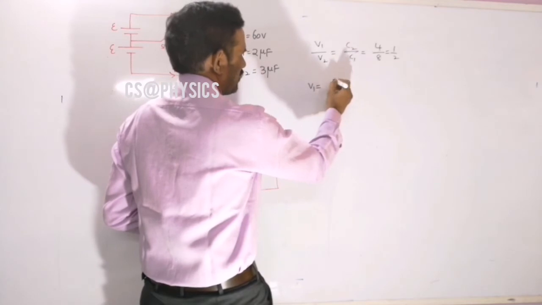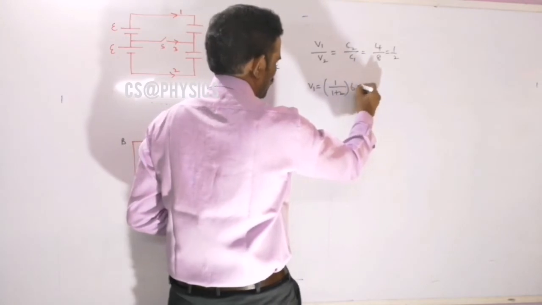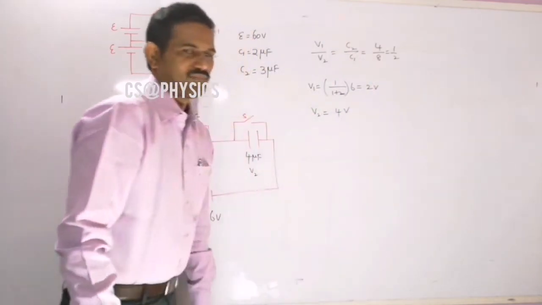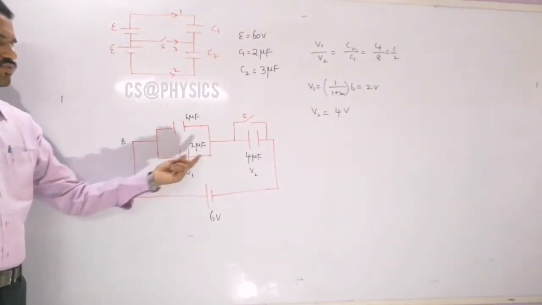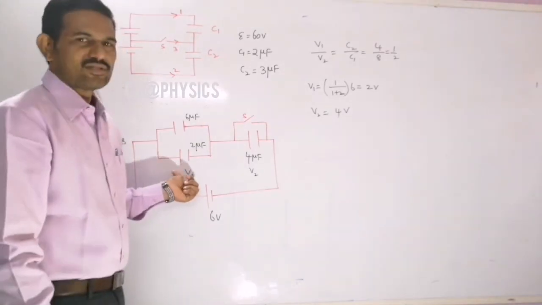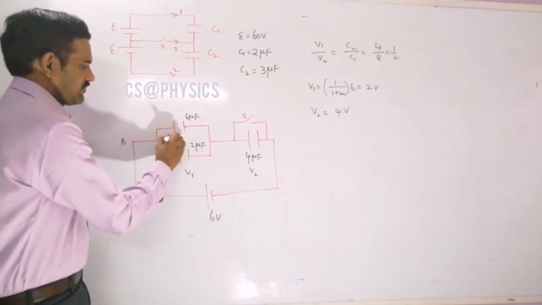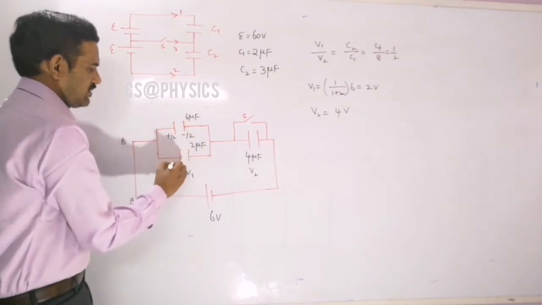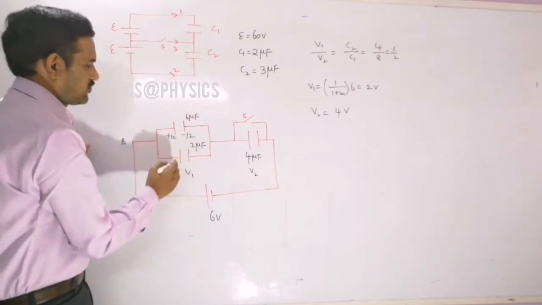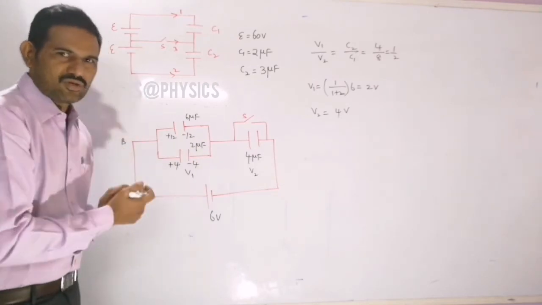Therefore this V1 we can write as 1 by 1 plus 2 into 6, the total potential difference. So 2 volts you will get. Therefore V2 is 4 volts you will get here, right? So the potential difference across this is 2 and across this is 4 volts. Once the potential difference across this is 2, you can write the charge: this is plus 12 and this is minus 12. Similarly here it is plus 12, 2 into 2, 4, plus 4, and this is minus 4. Is it clear? Microcoulombs.